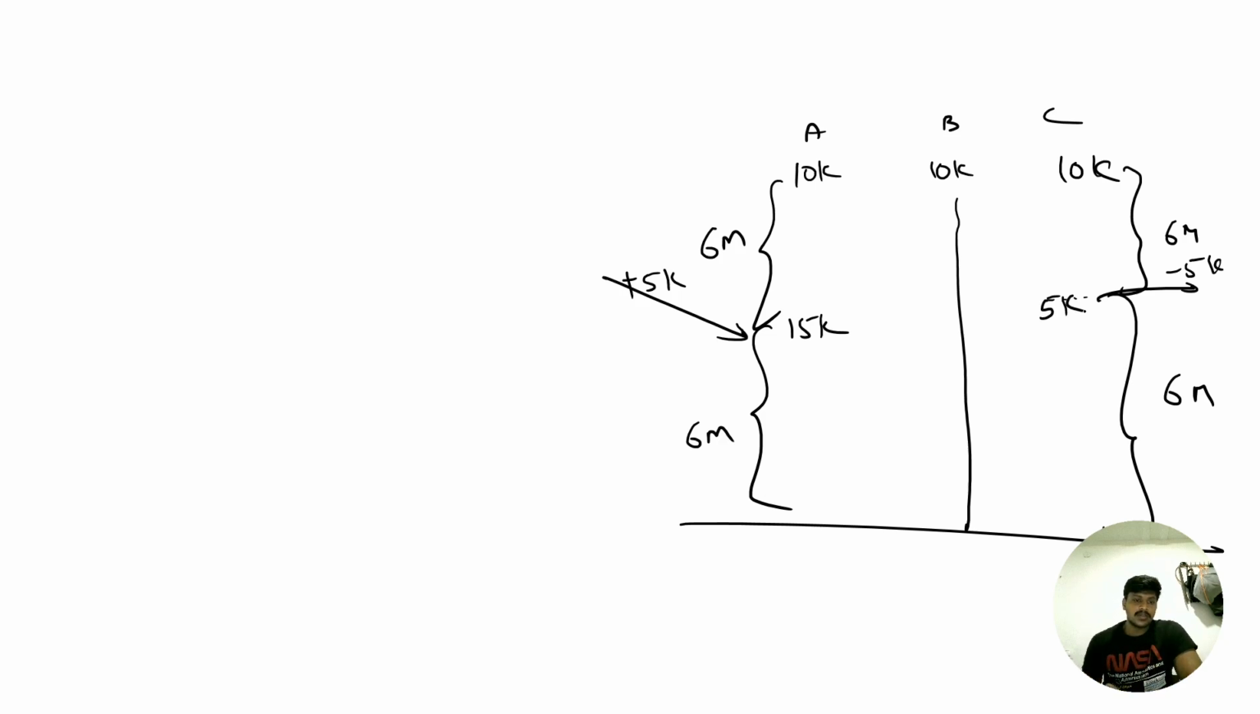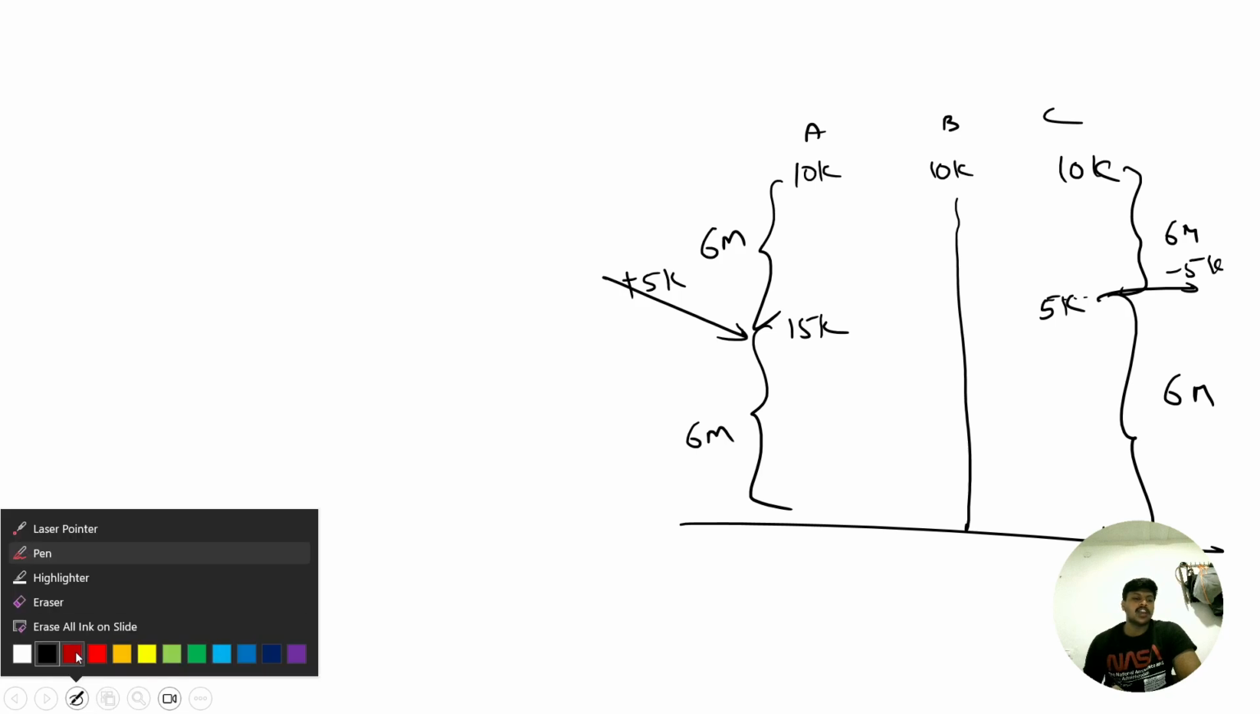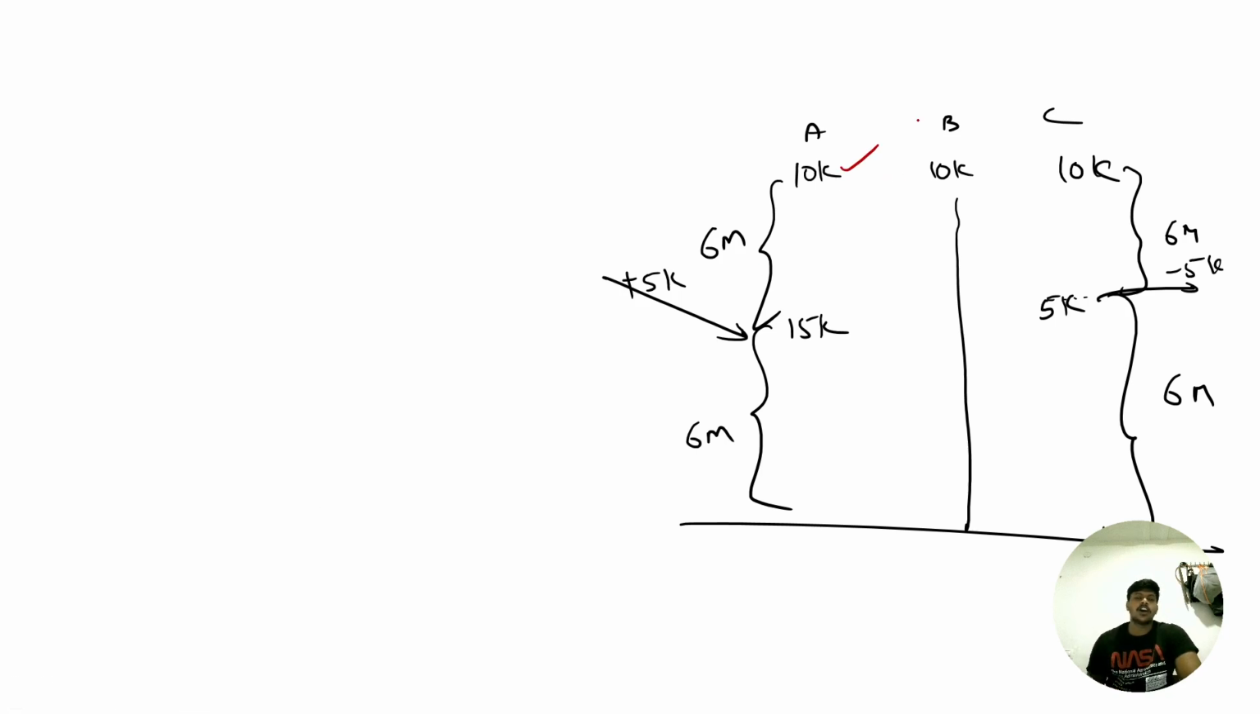Now, my question is, are you going to give the profit according to the first 10K or are you going to give the profit according to this 15K? Which number are you going to multiply? That's the main thing here. Why?